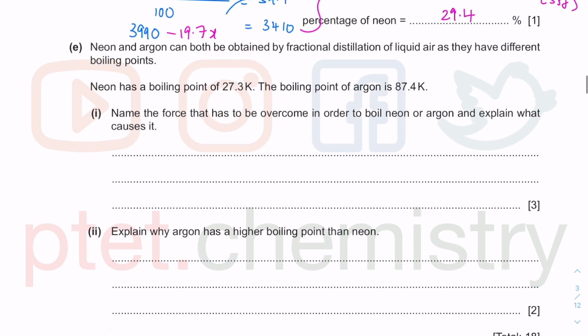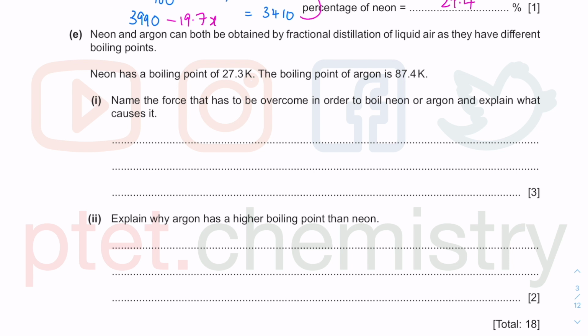Okay. On to the next question. So neon and argon can both be obtained by fractional distillation of liquid air, just like we could separate nitrogen and oxygen from the air by using fractional distillation because they have different boiling points. So neon is a noble gas that exists as single atoms. So both of them exist as single atoms. Name the force that needs to be overcome to boil, and explain what causes it. So we are looking at something called van der Waals forces.